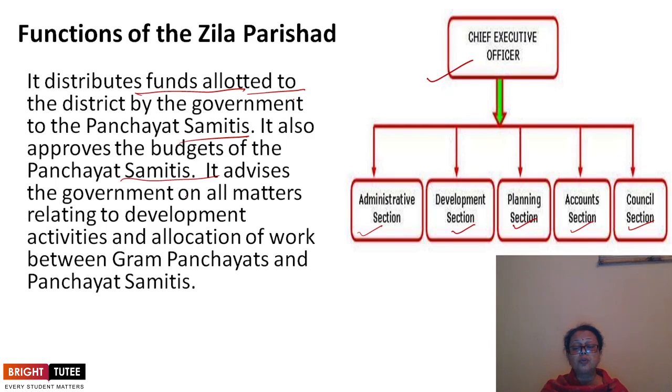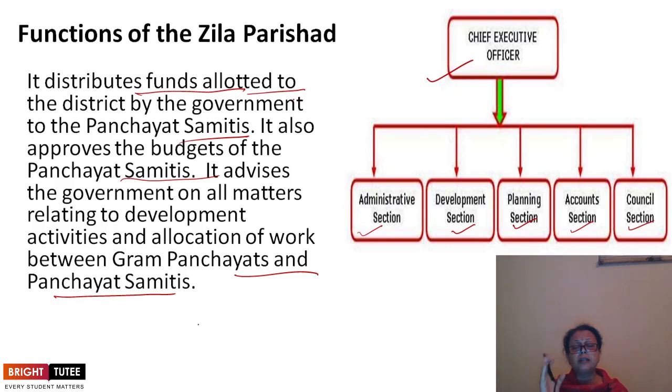First of all, to allot the funds to the districts, whatever the fund is released by the state government. Then it also approves the budgets of the Panchayat Samitis. It advises the government on all matters relating to development activities and allocation of work between Gram Panchayats and the Panchayat Samiti. Because all the Gram Panchayats are members of any one of the Panchayat Samitis.